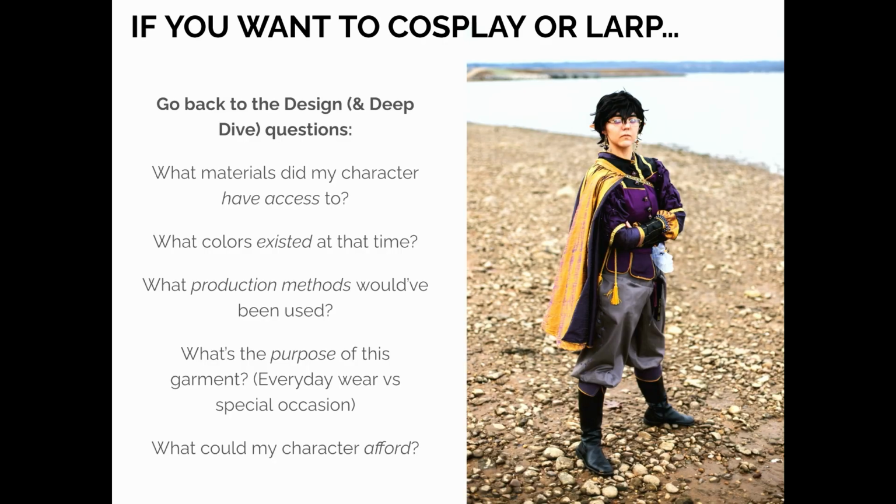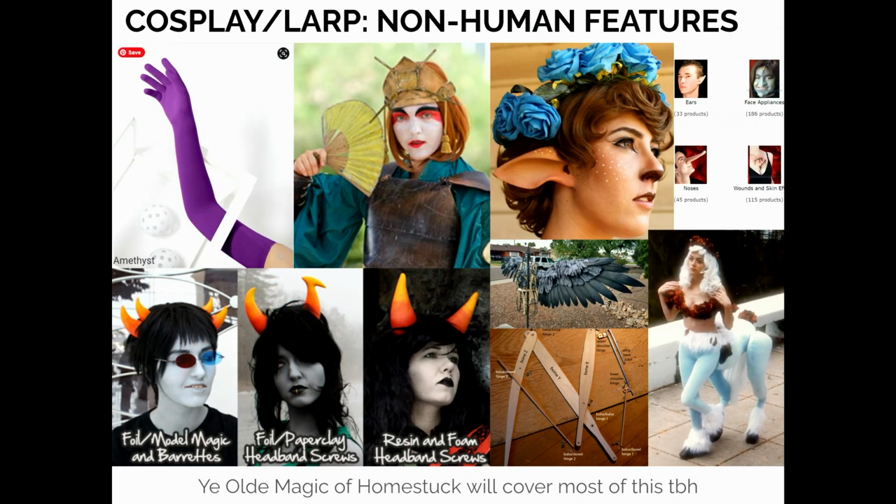Cosplay and LARP stuff. Go back to those deep dive questions I've mentioned. For some non-human features, you can do things like horns, you can wear gloves, face paint will get you pretty far. You can get prosthetics or ears to do things like fawns or elves. You can also even make your own wings out of these linkages that I've shown. And I know Jenny D, who's also here around the con, made a very cool tutorial on how to make a centaur set of legs. So you can do a ton of non-human stuff too. If you don't know what Homestuck is, you don't need to Google it, but the cosplayers are really helpful.